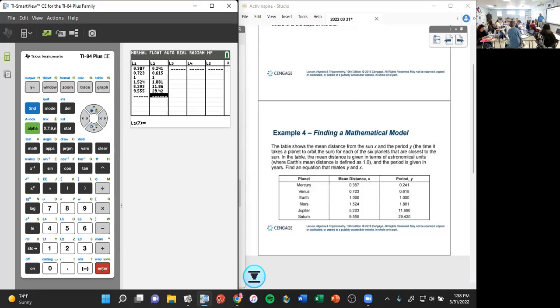Poor Pluto. Okay. I want to look at this data and see, does it appear to be linear? How do I do that? Do y'all remember?